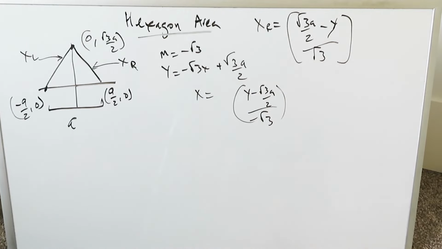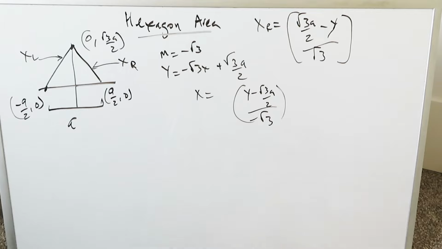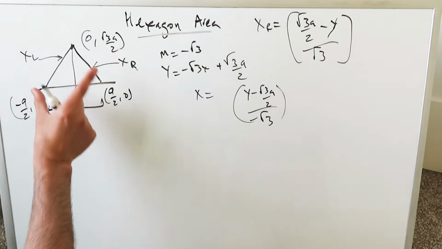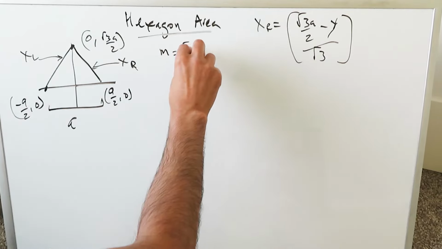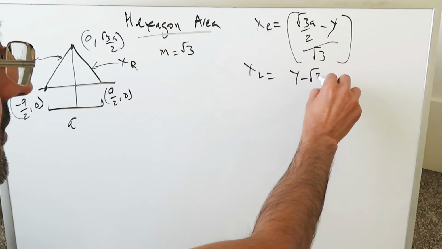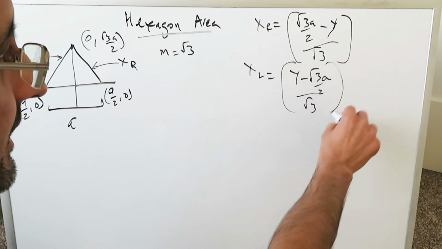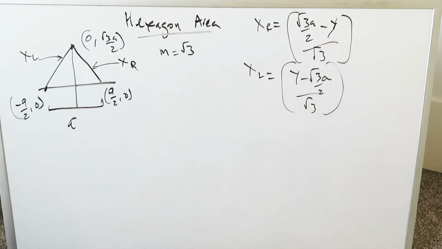Your left boundary curve is almost the same because these are symmetric lines in terms of their symmetry around the y-axis, even though they have different slopes. You're looking at a positive root 3, therefore your left boundary curve will become y minus root 3a over 2, divided by root 3. That's exactly what it is, and the a is not under the radical, as you see.